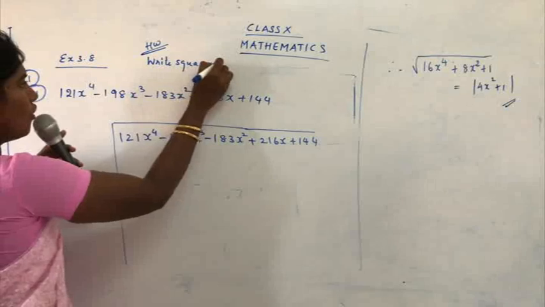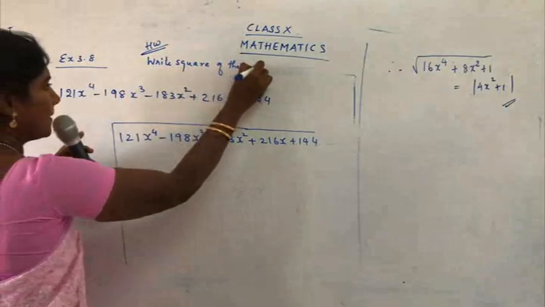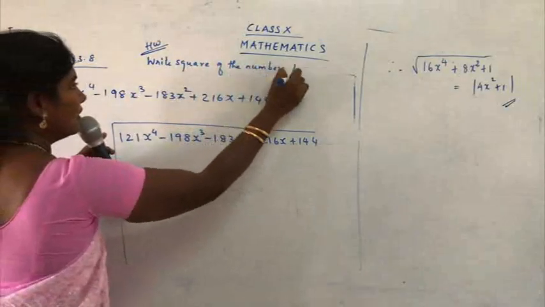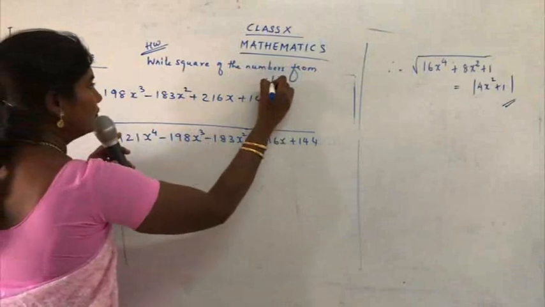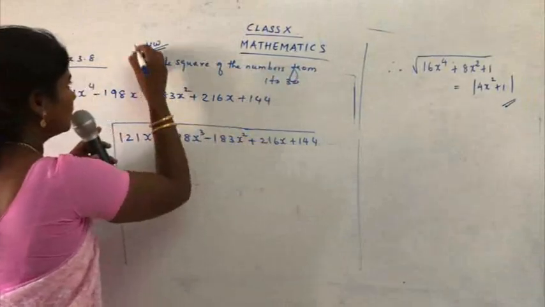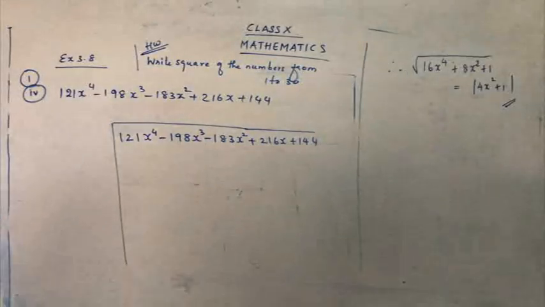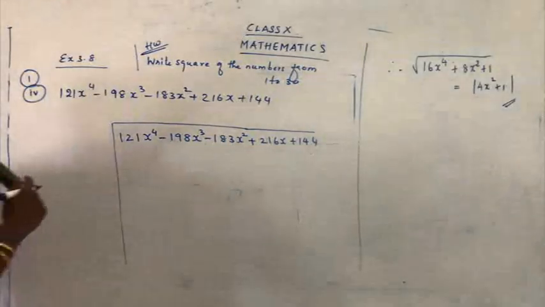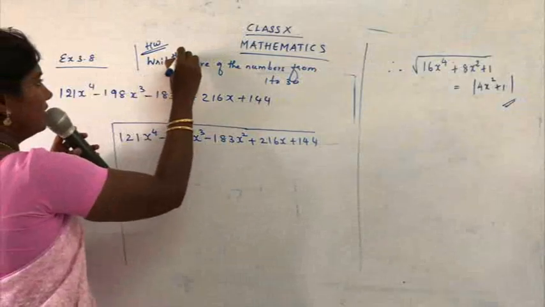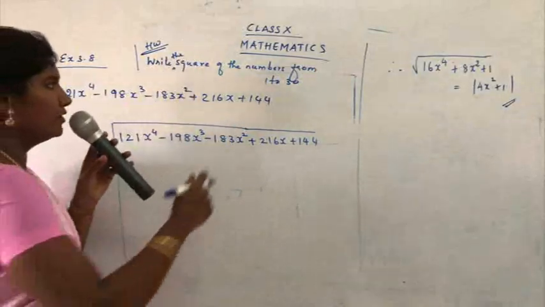Okay. So homework is write the square of the numbers from 1 to 30. Are you able to see, children? Mention the homework. Do not miss your homework. So homework is write the square of the numbers from 1 to 30.